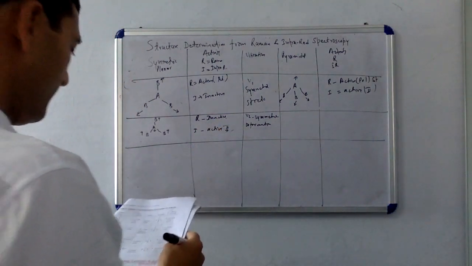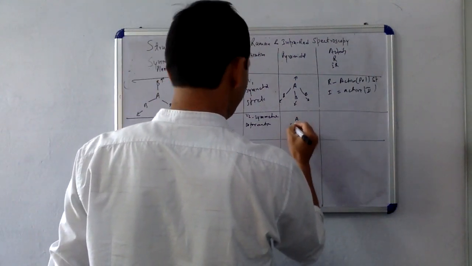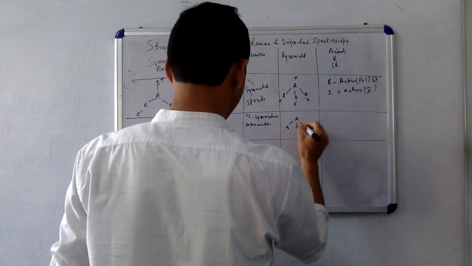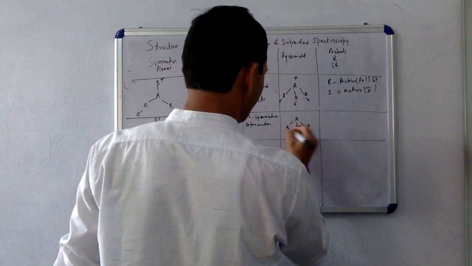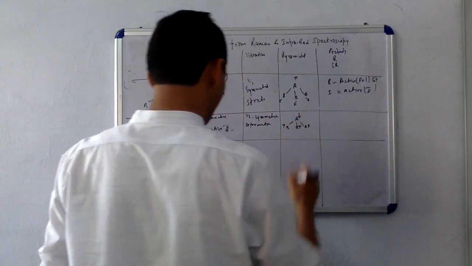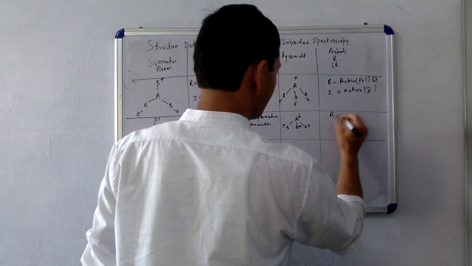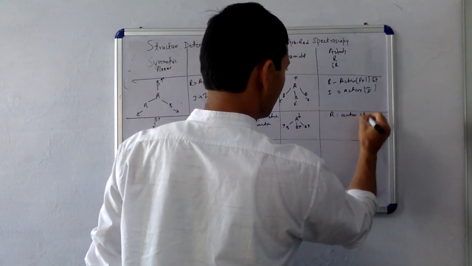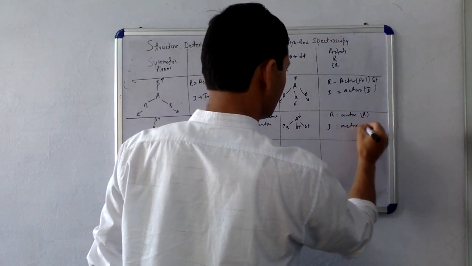Parallel. And here you have this A, B, B and B. This is moving up, this is moving up, this is moving up, and this is moving down. For the pyramidal geometry, Raman is active and polarized, and IR is active, parallel.